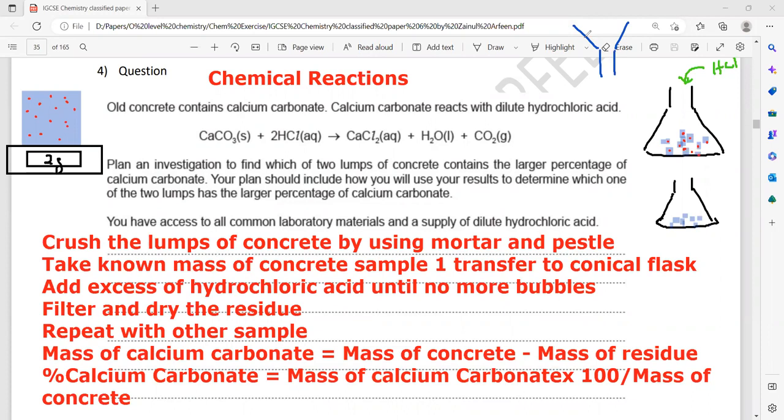So we are left with the sample of concrete on the filter paper. And then we dry it, because if it is wet, it will have extra mass.